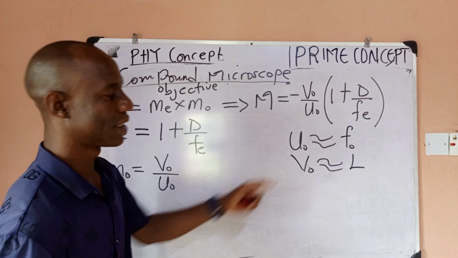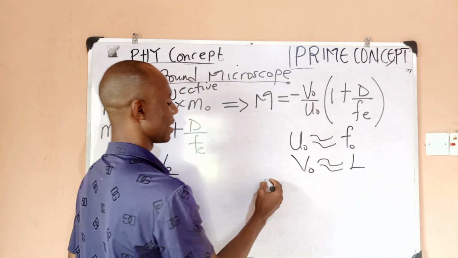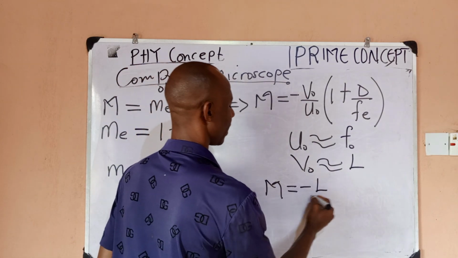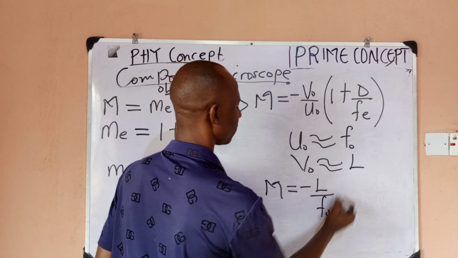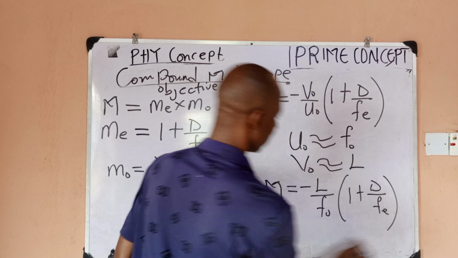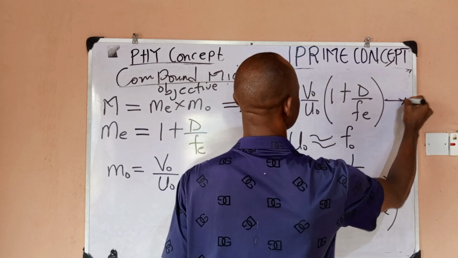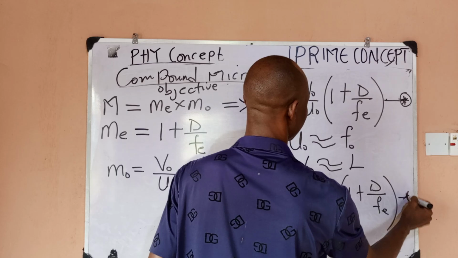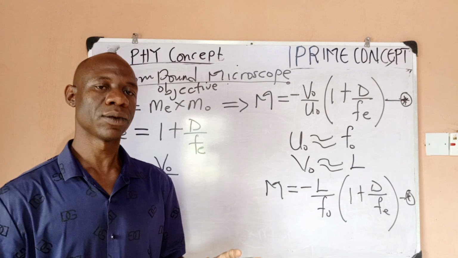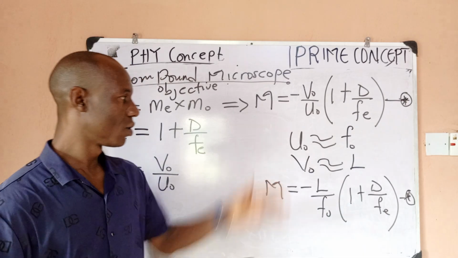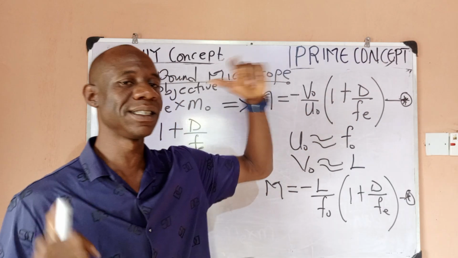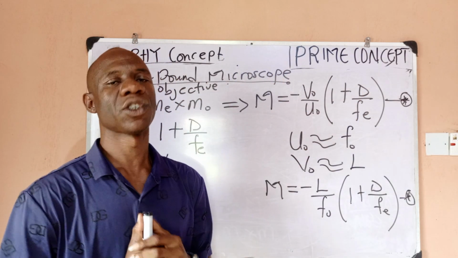So if we make these approximations, we can still write that the magnification for a compound microscope is going to be minus L over what now? FO into 1 plus D over FE. So it's either we use this formula depending on the parameters we have, or we use this formula based on approximation, where L is the length of the compound microscope, which is the length of the tube. So any of this can serve to get the magnification. Now, what is D? D is least distance of distinct what? Vision. So I believe this is clear.